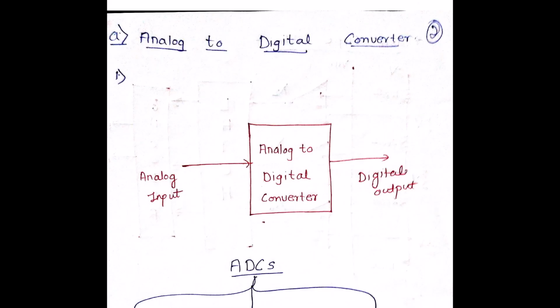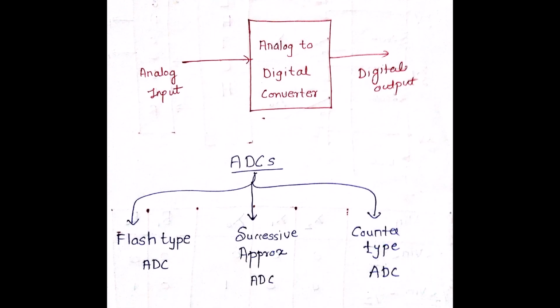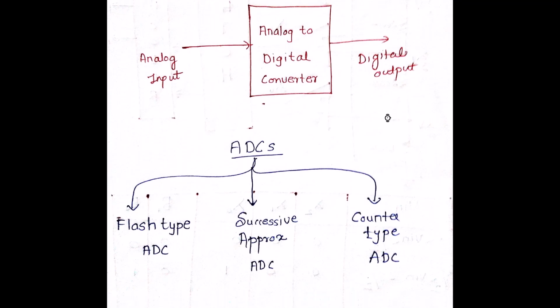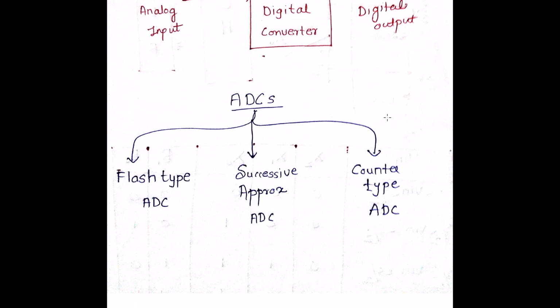When I talk about analog to digital converters, they are called ADCs, which convert your analog input into your digital output. There are different kinds of ADCs: the flash type of ADC, the successive approximation kind of ADC, the counter type of ADC, and many other kinds of ADCs. But in our video lectures, we'll be talking about these three kinds of ADCs. If you're interested to learn other kinds of ADCs also, please let me know in the comment section. I'll try to bring up a video lecture on that as well.